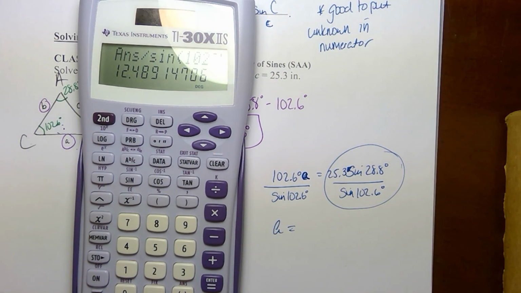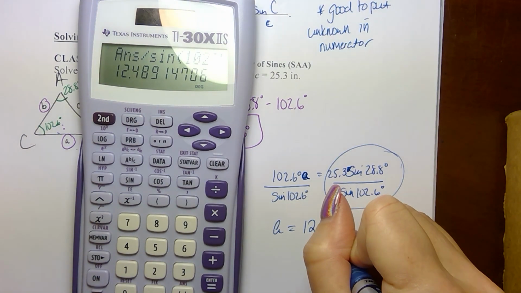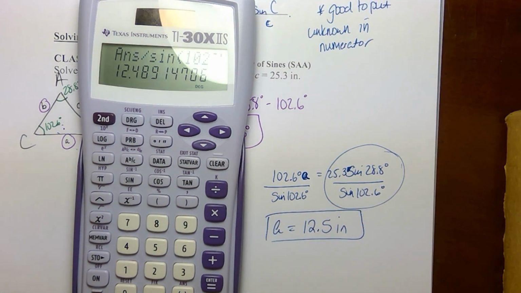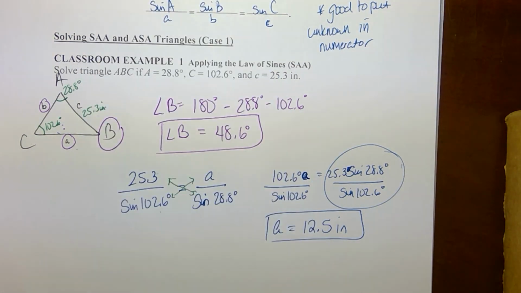And I get this value of 12 and then several decimals after. I'm going to keep my significant digits. I've got 3 significant digits in this problem, so I'm going to round to 3 significant digits, which means side A is 12.5 inches long. Make sure you use your units as well.